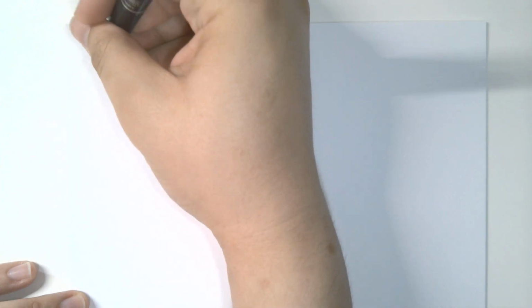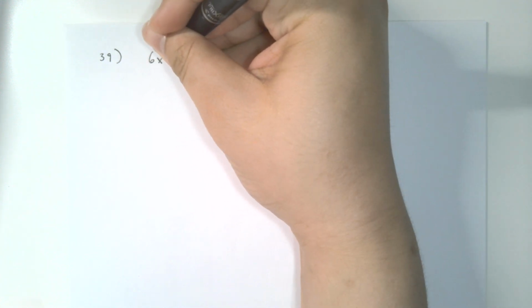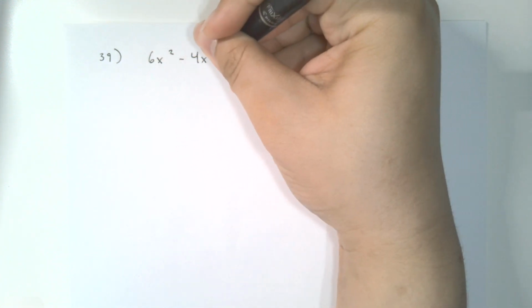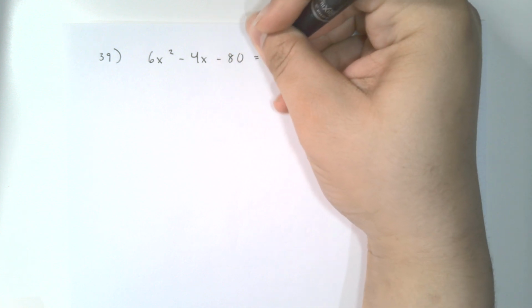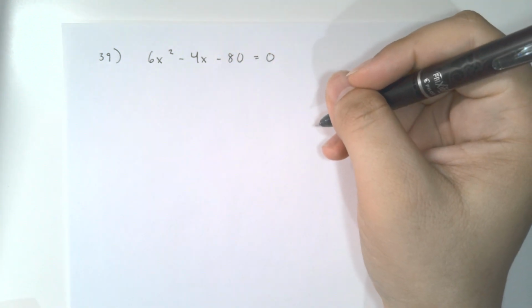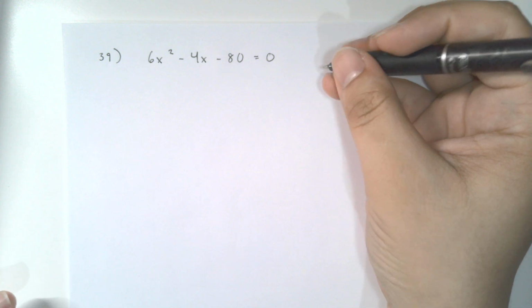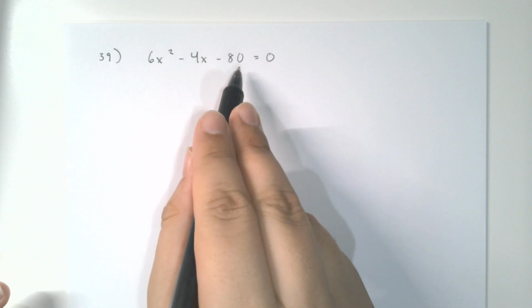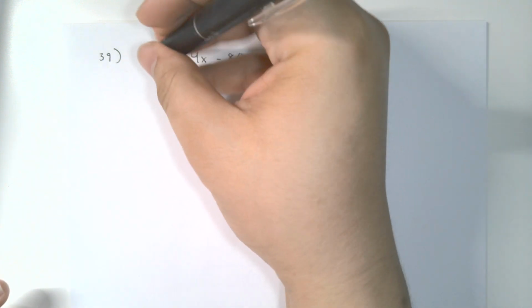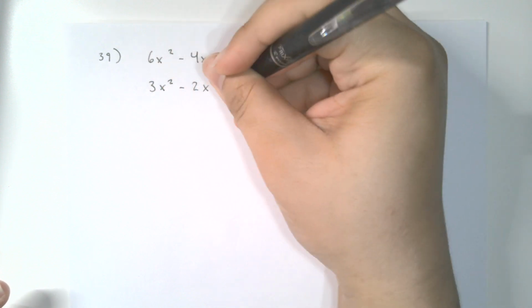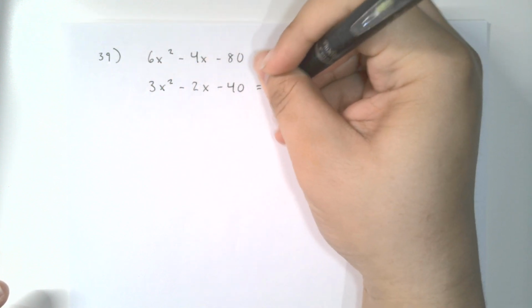Okay, and for number 39, let's see, we have 6x squared minus 4x minus 80 is equal to 0. And again, we want to reduce our quadratic into lowest terms so we can have smaller numbers. And all of these numbers here are divisible by 2. So we have 3x squared minus 2x minus 40 is equal to 0.